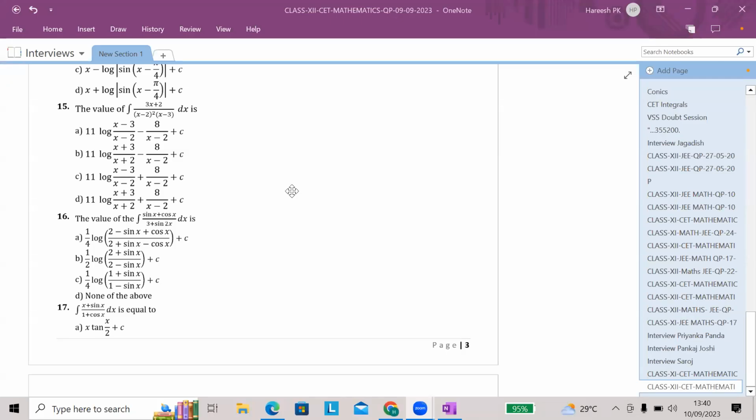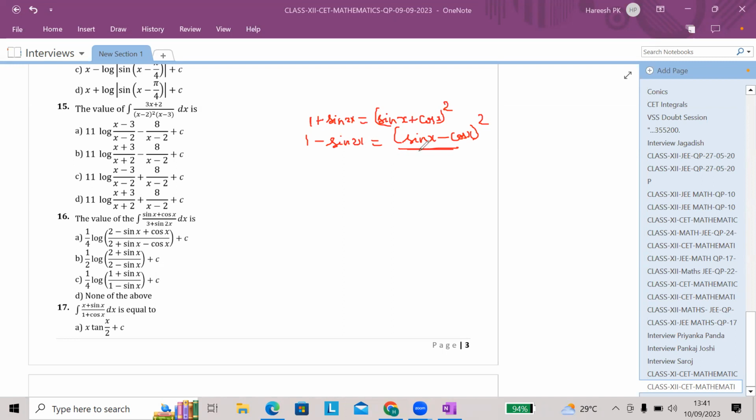Welcome back. We go on to the 16th question. The 16th one, we have sin x plus cos x in the numerator. So we know that 1 plus sin 2x is sin x plus cos x whole square, and 1 minus sin 2x is sin x minus cos x whole square. So we have to take advantage of this identity.